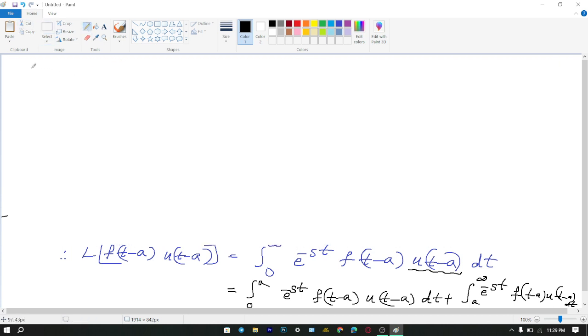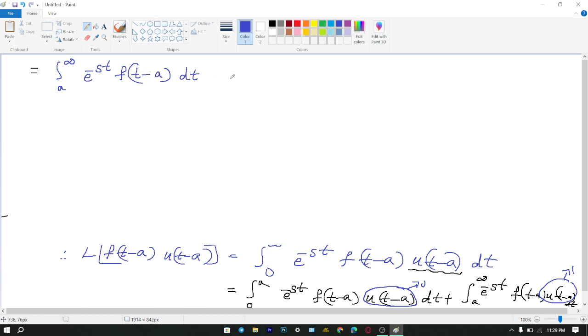Now that is equal to, when t is less than a, the function value is 0. So u of t minus a becomes 0. This reduces to 0 and here this value reduces to 1. So the first integral becomes 0. So this is equal to the integral from a to infinity e raised to minus st f of t minus a dt.